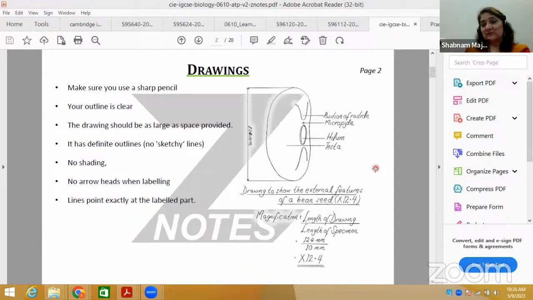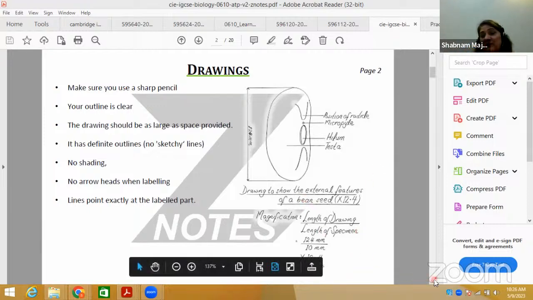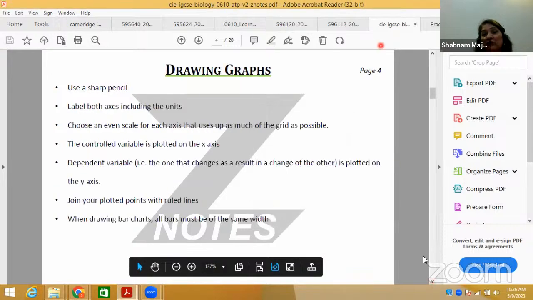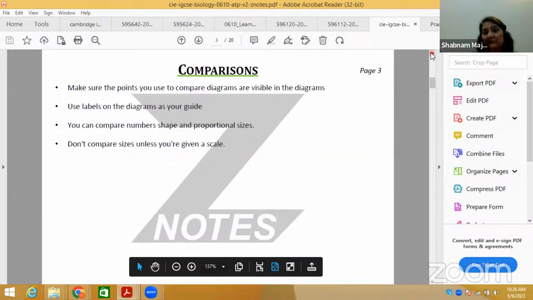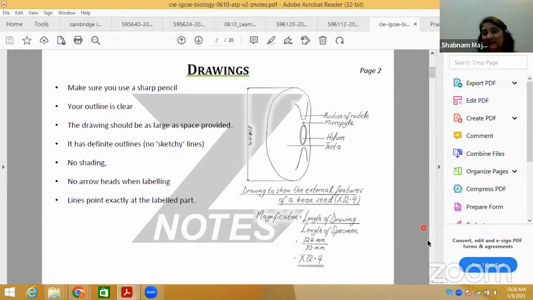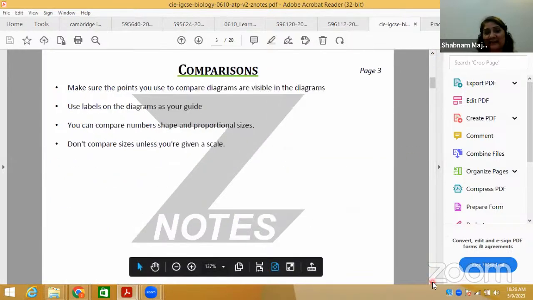You should know the labeling; it may be given, or even the magnification formula may be given with the length of the drawing, and they can ask you to draw this. So basically I'm just showing you that they can give you this type of comparison.